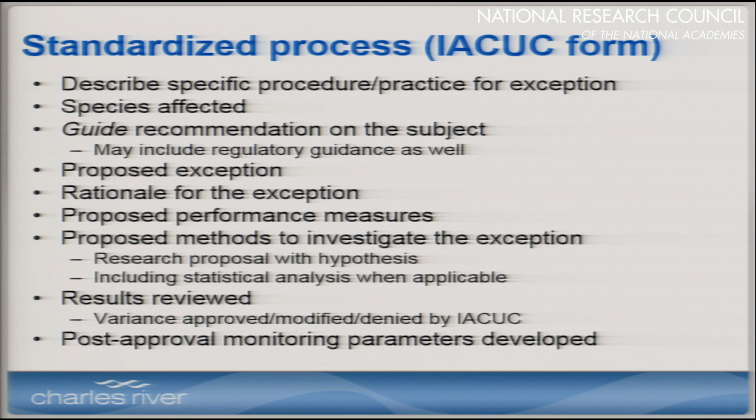We then propose the methods to investigate the exception. So essentially, this is a research proposal, ideally with a hypothesis, and including statistical analysis when it's applicable. The results are also summarized in this form, and then ultimately this form goes to the IACUC for review and approval, modification, et cetera. The final segment of this form is then the post-approval monitoring program that the IACUC approves and rolls forward as this variance follows forward.